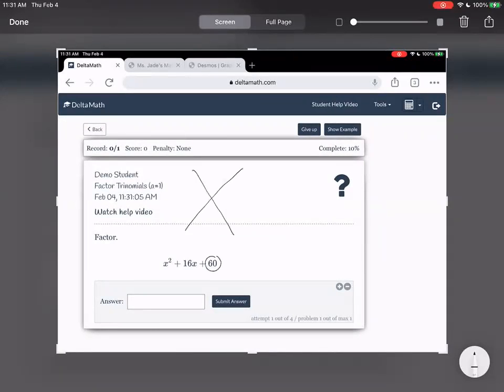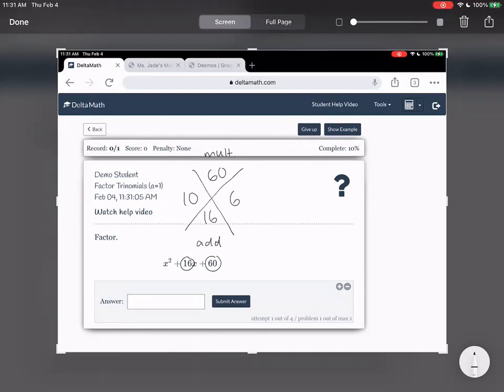Okay, so we want it to multiply to the last number, multiply to 60, and we want it to add to the middle number. So I'm going to pause here and see what you guys have as suggestions. 10 and 6. Okay, yeah, 6 and 10, 10 and 6, good. 10, 6. Great. Okay, so let me try it out just in case.